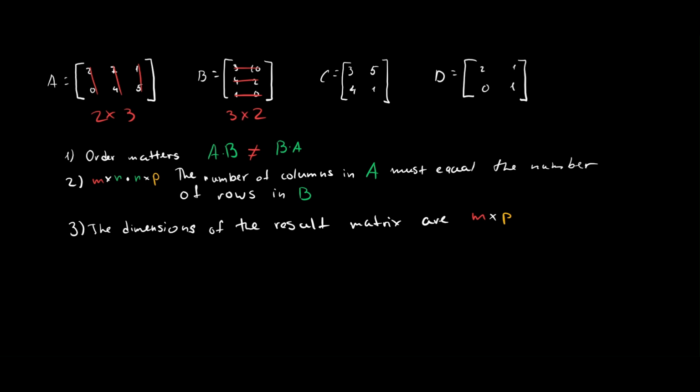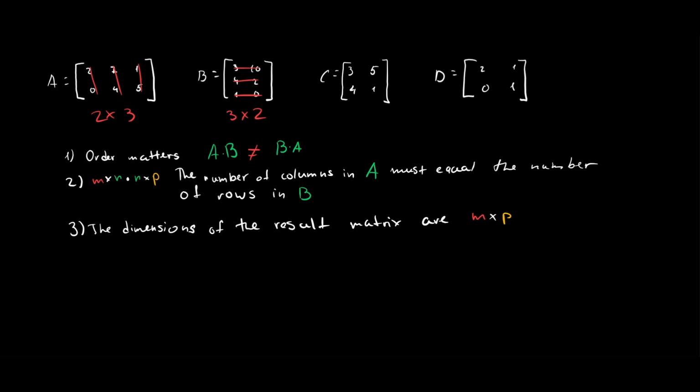Okay, and rule number 3, it's not so much a rule, but more of a guidance. The dimension of the result matrix is going to be the number of rows in matrix A by the number of columns in matrix B. So in this case, the trick would be looking at the outer numbers. If we want to multiply matrix A by matrix B, we're going to get 2 by 2.